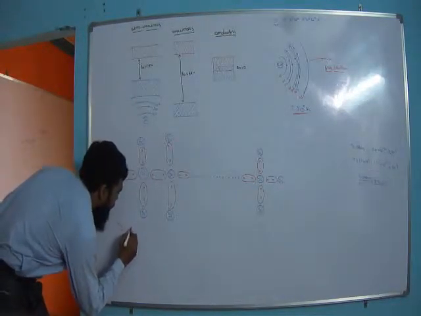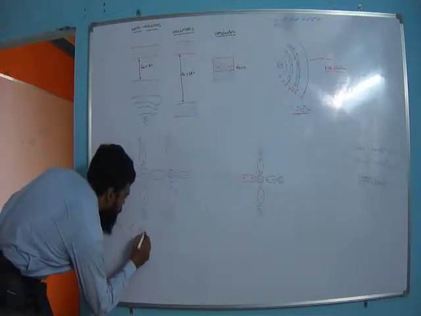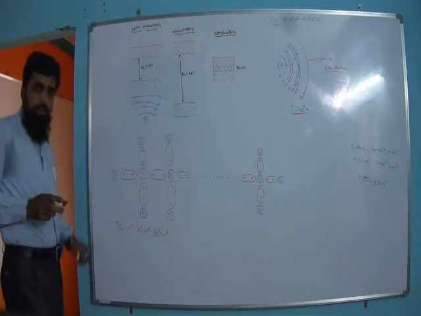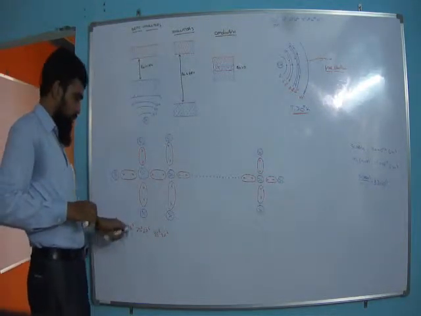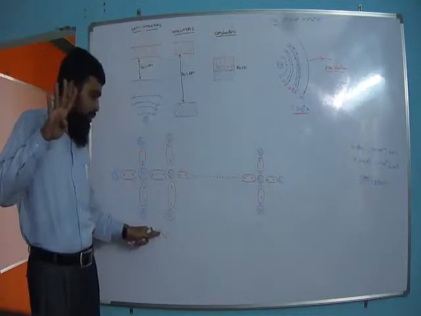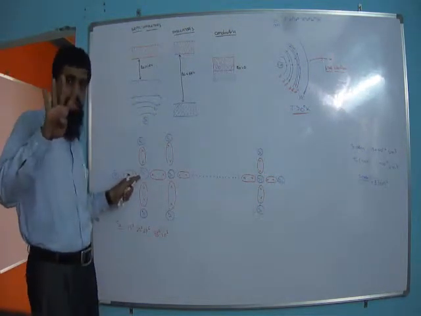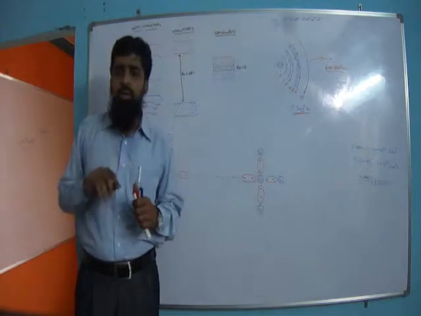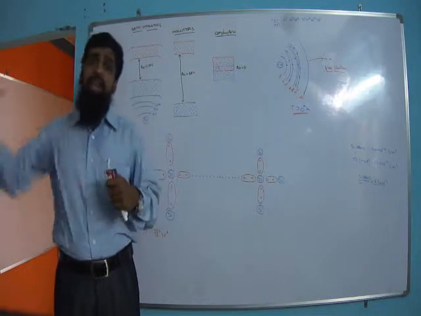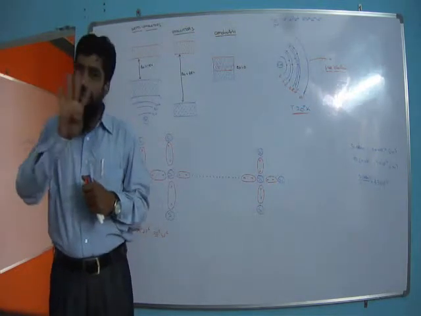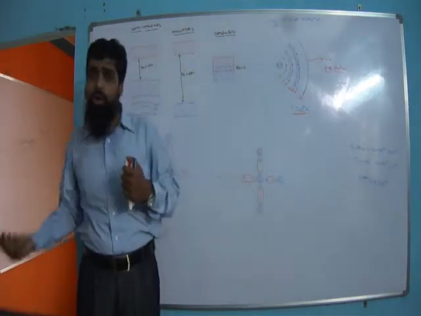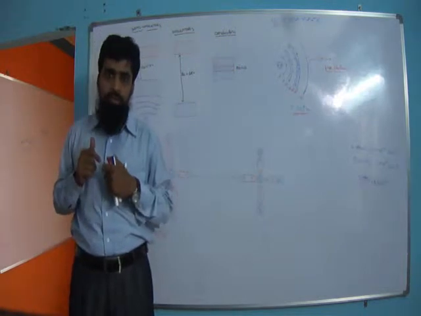So you can say 1s2, 2s2, 2p6, 3s2, 3p2. So how many valence electrons? 2 plus 2, 4 valence electrons. So the silicon atom has 4 valence electrons. Now to get stability, how many electrons does it want? It wants 4 extra electrons, to make 8 electrons.